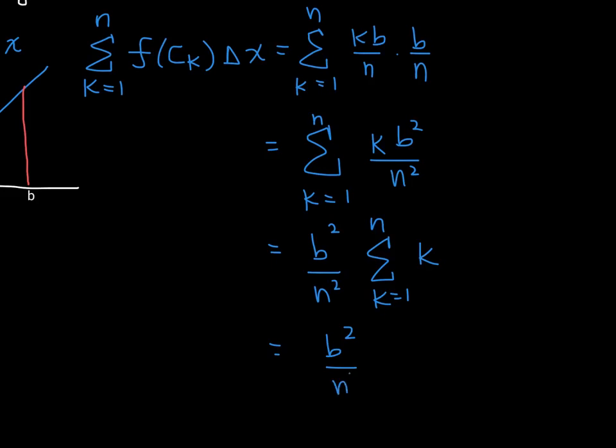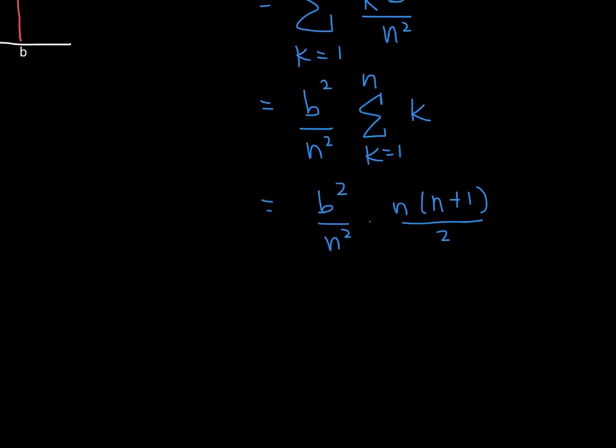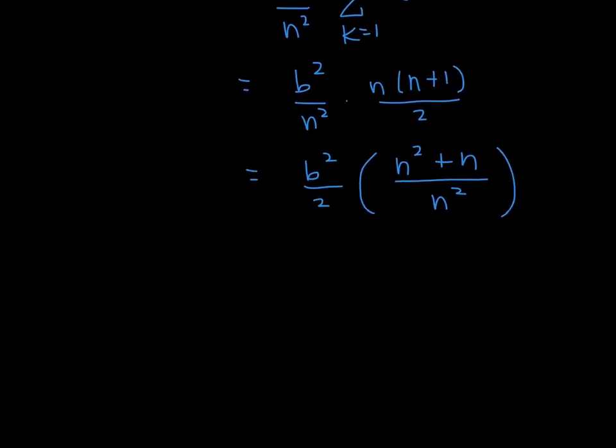Remember we mentioned Gauss's formula for the sum of the first n integers. It is n times n plus 1 over 2. That's the sum of the first n integers. Okay, so let's continue simplifying. We're just moments away here. So then this is equal to b squared over 2 times n squared plus n over n squared. Then I can continue simplifying. So then this is equal to b squared over 2 times n squared divided by n squared is 1, and then n divided by n squared is 1 over n.